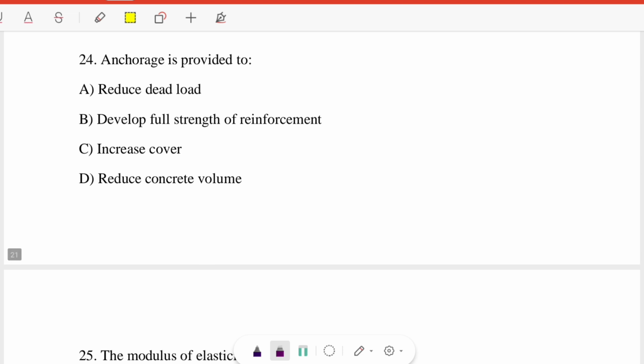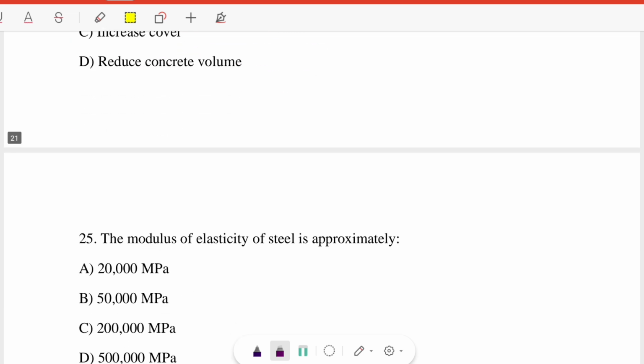Next question, anchorage is provided to option A reduce dead load, option B develop full strength of the reinforcement, option C increase cover, option D reduce concrete volume. The correct answer is option B develop full strength of the reinforcement.